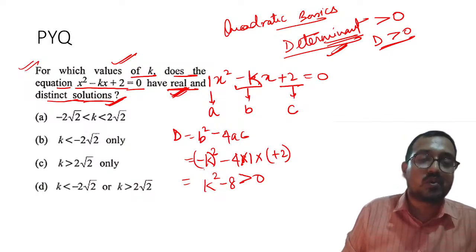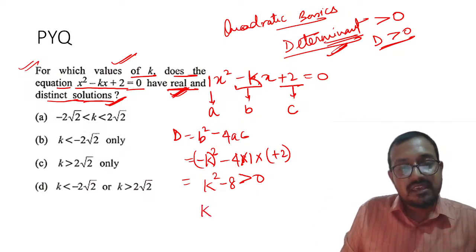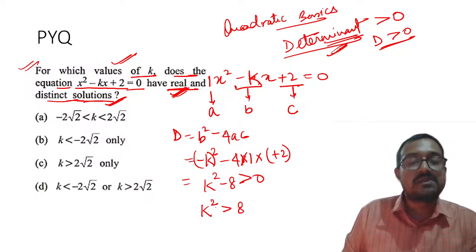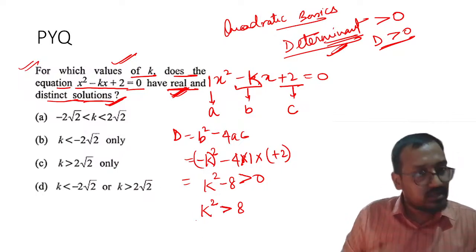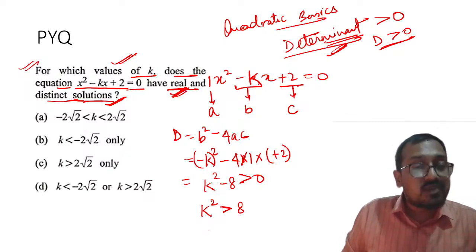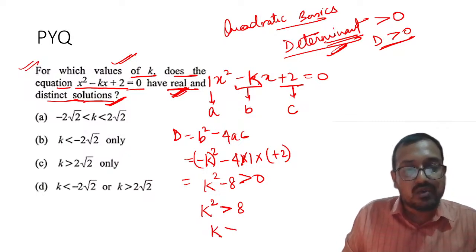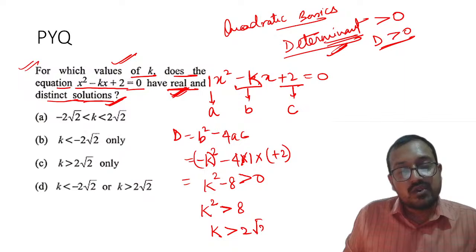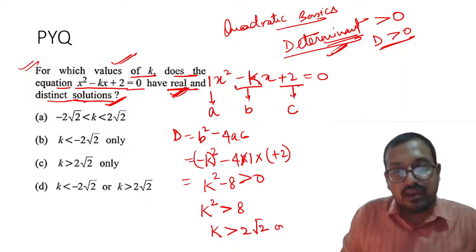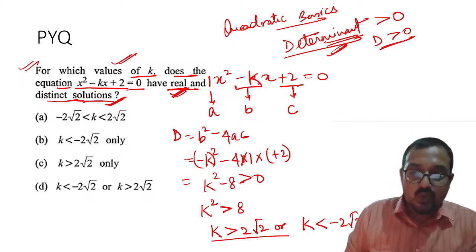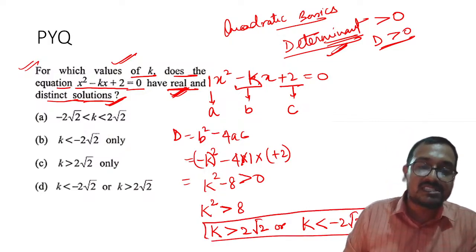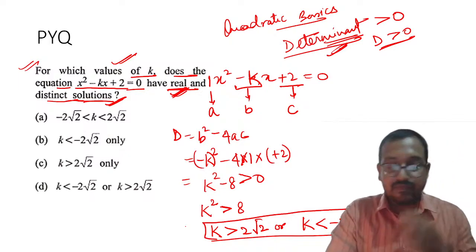This must be greater than 0. Adding 8 to both sides, k square must be greater than 8. My dear students, please remember now, I will try to do square root. And at one place, the symbol will change. For example, right now, k should be greater than 2 under root 2. But in the other case, k must be smaller than minus 2 under root 2. Please remember, that is how you change the sign if a minus symbol is suddenly introduced. Understood this thing?